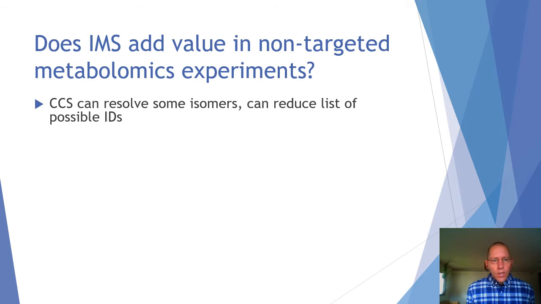So the question is, does IMS add value to non-targeted metabolomics experiments? And I think that the short answer is that yes, we know that it can, because CCS has been demonstrated to resolve some isomer pairs, and it can reduce the list of possible IDs. I think this is what our literature has told us to this point.